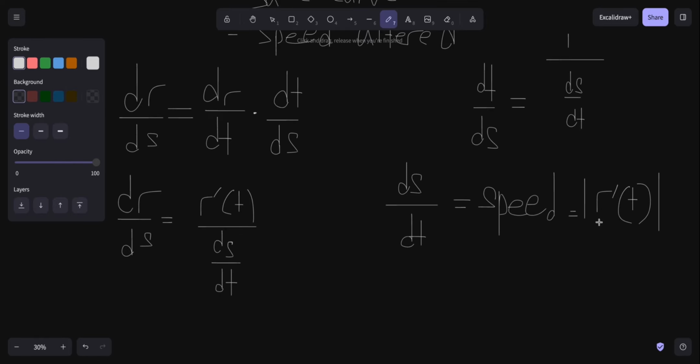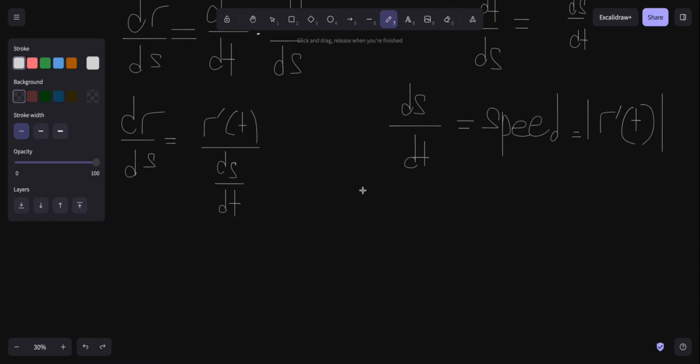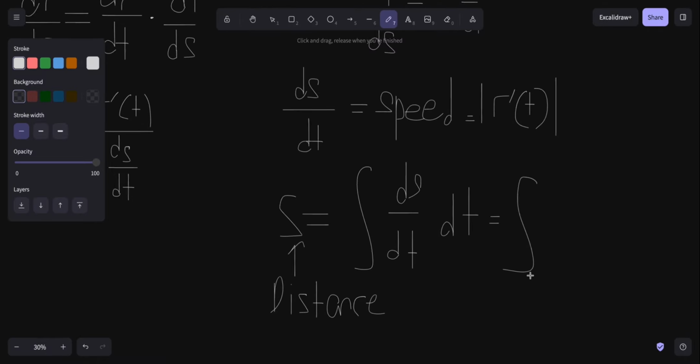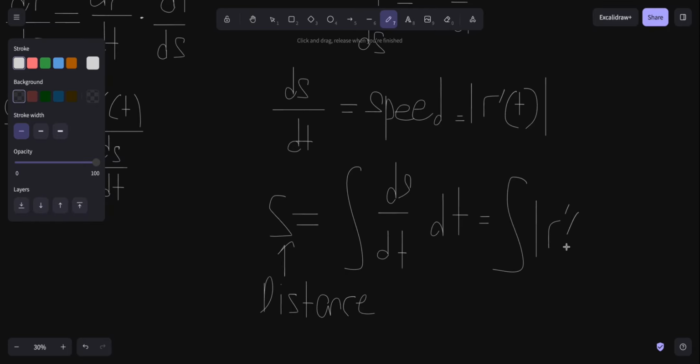Another way to interpret why ds over dt is equal to the magnitude of r prime of t is because, remember the arc length formula. We said how the arc length formula is essentially our distance, right? The arc length represents our distance. Well, the distance is just going to be the integral of ds over dt with respect to time, which is the same thing as the integral of the magnitude of r prime of t with respect to time, right?